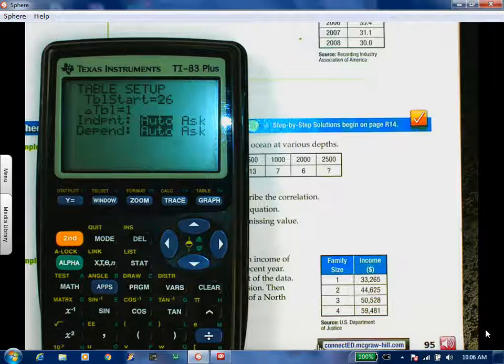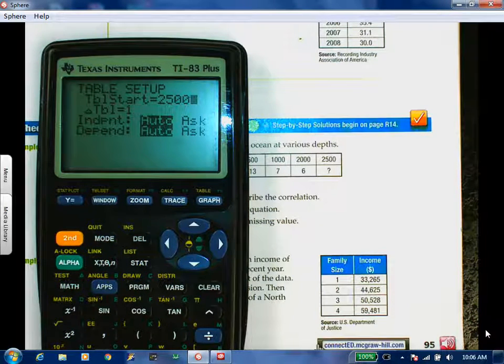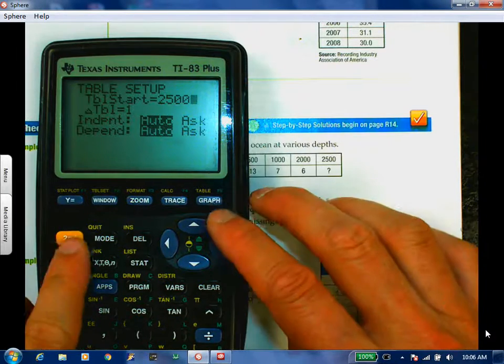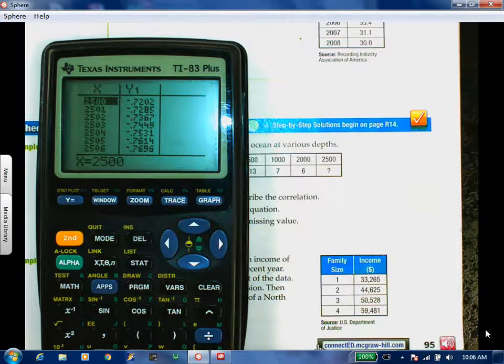2,500. Okay. This second line, this delta table, remember, that does the change in the table. So if you want the table to count by hundreds, you can put 100 in there. You count by 100 then. Okay. So go back to your table. When x is 2,500, y is negative 0.72 degrees Celsius.